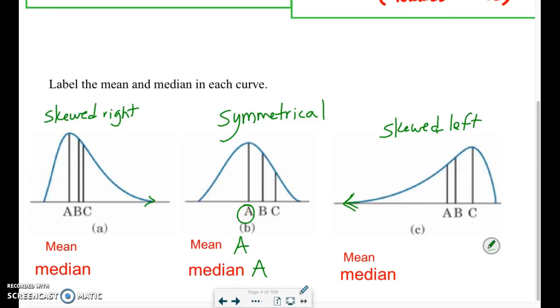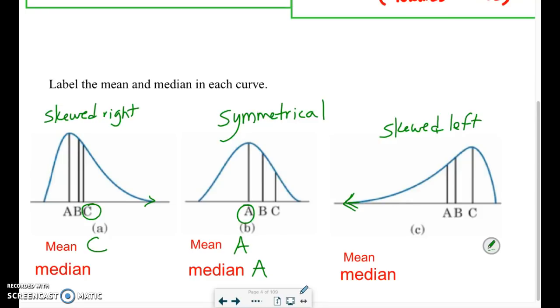Well, as we learned in the past, when you calculate a mean, you add up all the numbers and divide by how many there are, so the mean is the one that's going to be affected. So I would say the mean is going to move towards that arrow on the right. So letter C would be my best label for the mean. Where would the median be?